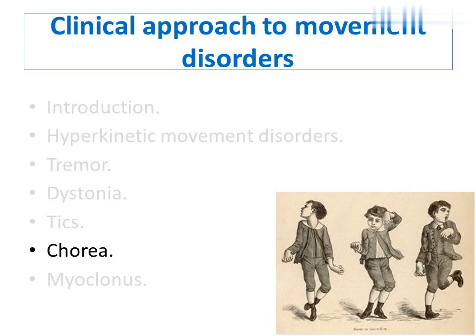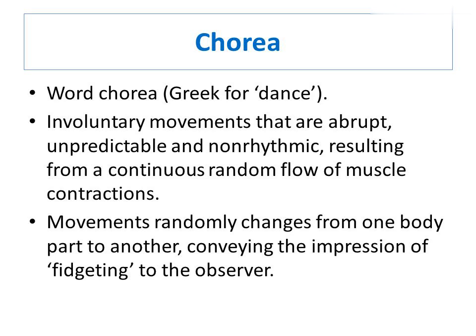Clinical approach to movement disorders. Introduction. Hyperkinetic movement disorders: tremor, dystonia, tics, chorea, myoclonus. The word chorea is Greek for dance. Involuntary movements that are abrupt, unpredictable and non-rhythmic, resulting from a continuous random flow of muscle contractions. Movements randomly change from one body part to another, conveying the impression of fidgeting to the observer.